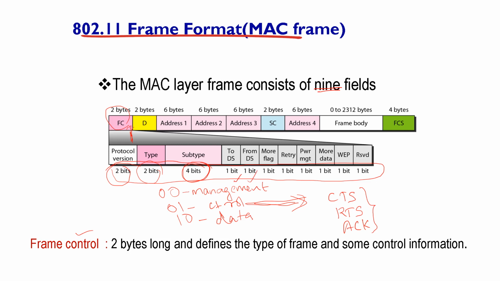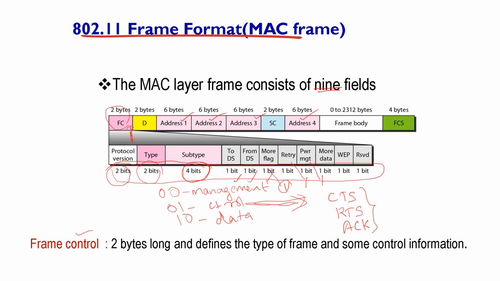Then To DS and From DS are associated with the addressing mechanism of Wi-Fi, and this will be explained in detail in the coming slide. Then the More Fragments flag: if this bit is 1, it means this frame is part of some other frame and more fragments of the same frame are following. Retry: if this bit is 1, it means this is a retransmitted frame.